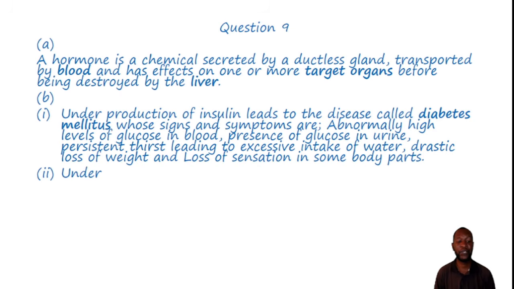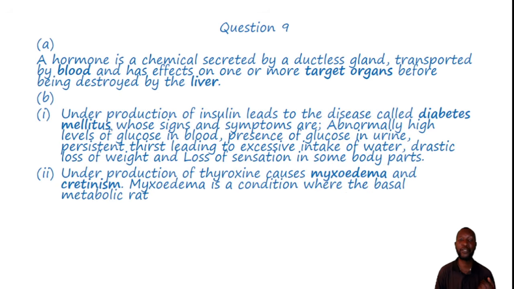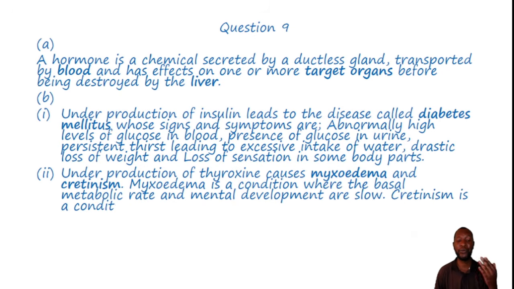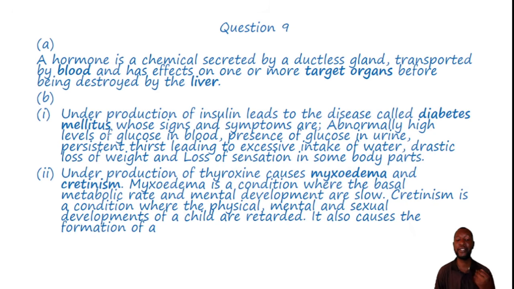B2. Underproduction of thyroxine causes myxedema and cretinism. Myxedema is a condition where the basal metabolic rate and mental development are slow. Cretinism is a condition where physical, mental, and sexual developments of a child are retarded. It also causes the formation of a goiter due to swelling of the thyroid gland. So these were the answers to question number 9.